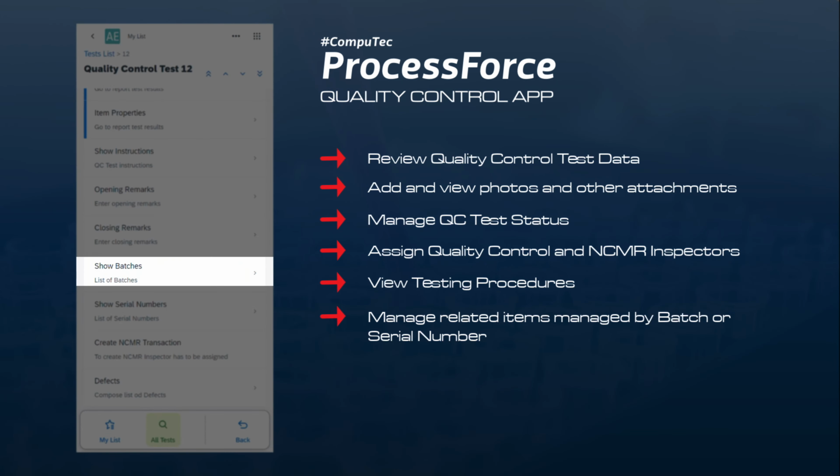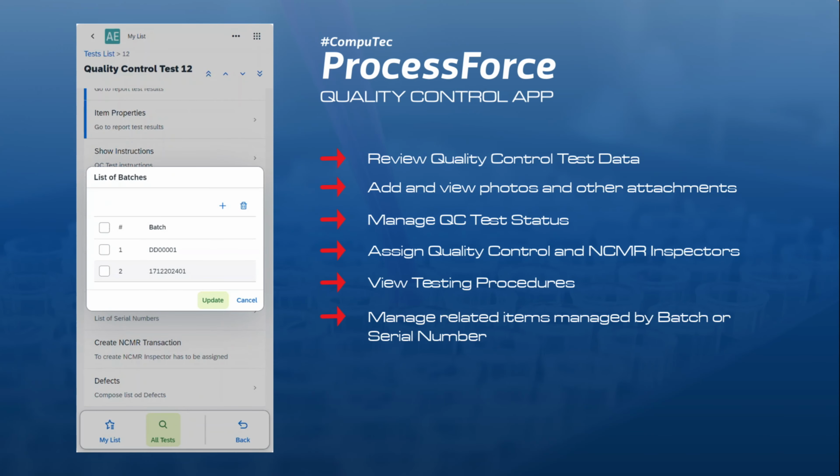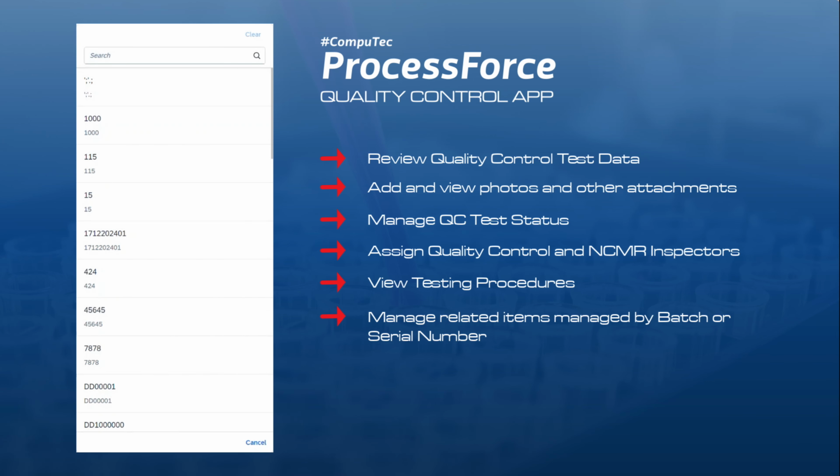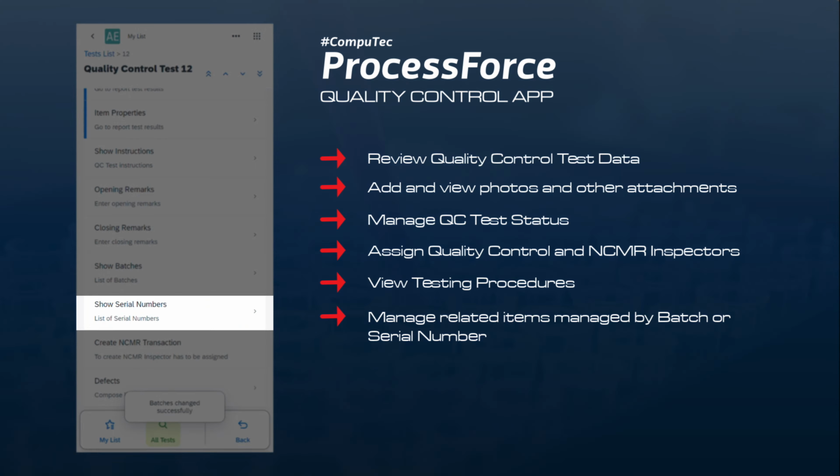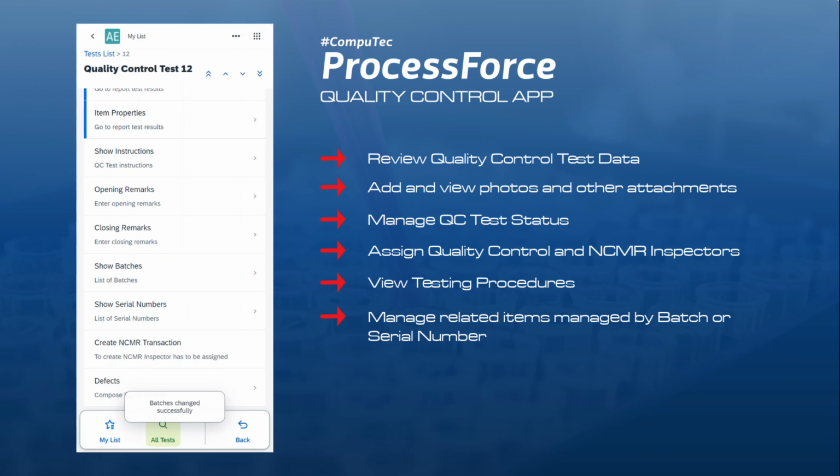For batch managed items, you can display a list of batches related to the QC test and indeed edit that list too. We can add a new batch by tapping on the plus icon and then selecting the batch we want to add. And then the same goes for items with serial numbers.